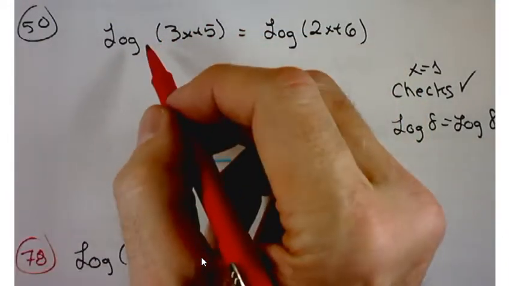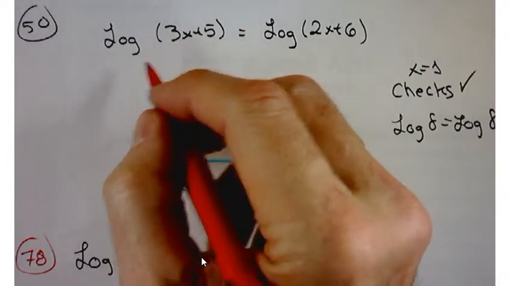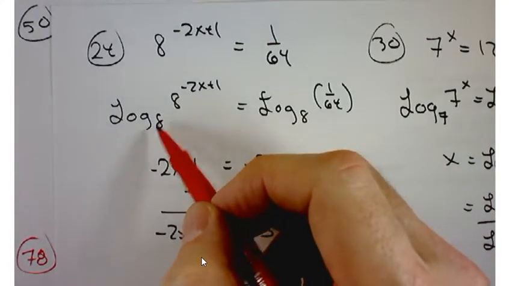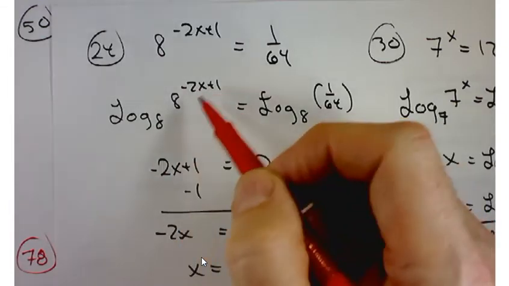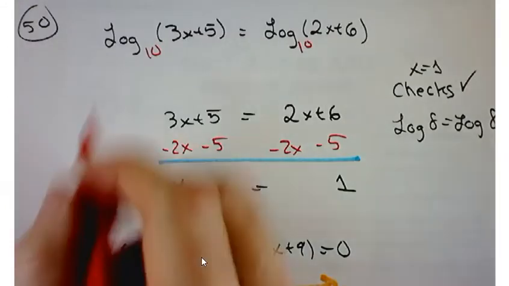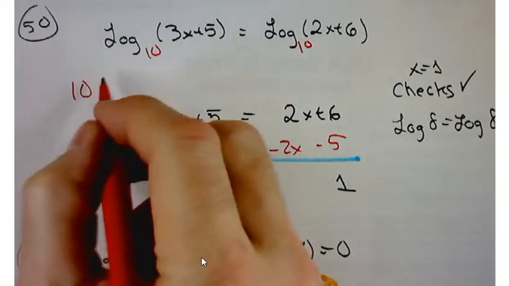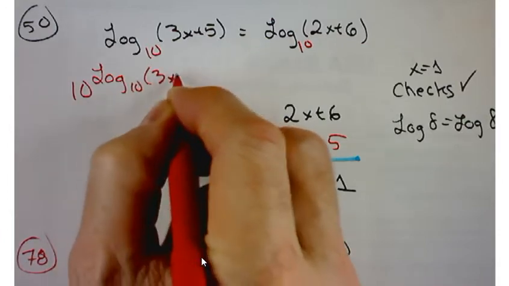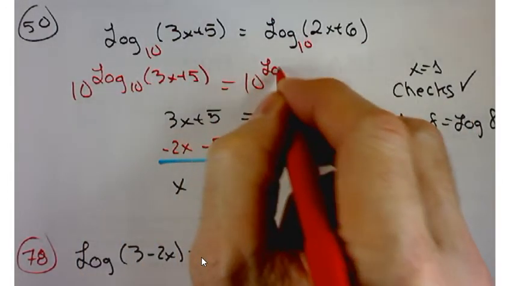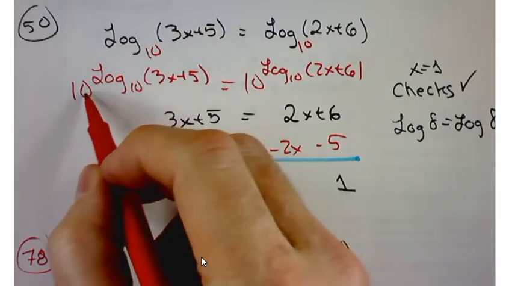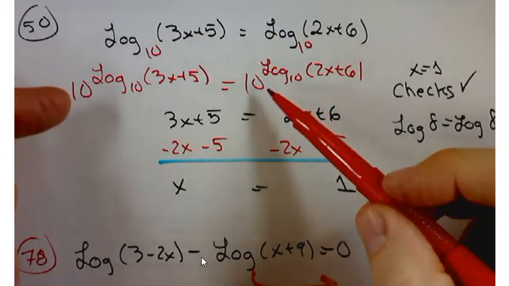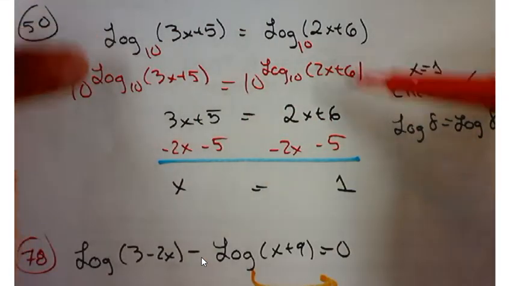Let's start here. What base is understood to be here with the logarithm? 10. All right, so we get 10 on both sides. Now, earlier you saw when we were doing our exponential equations that log base 8 and 8 to some power cancel each other out, right? Because they're inverse functions. That works both directions. So if I make 10 the base of both sides of this, so 10 raised to the log base 10 of 3x plus 5 equals 10 raised to the log base 10 of 2x plus 6, the exponent and the logarithm cancel each other out. So you're really raising both sides to the power of 10, and these cancel each other out. That's what allows you to get from here to here.